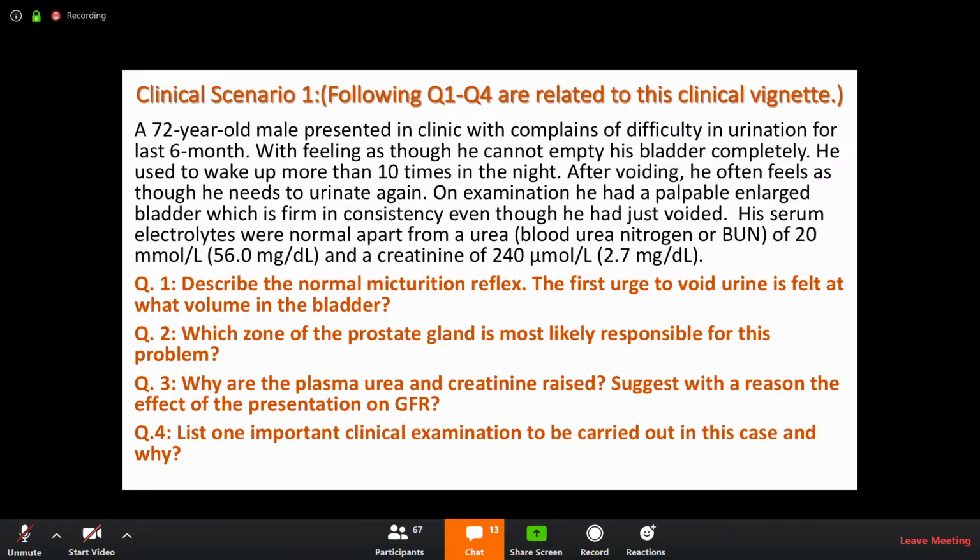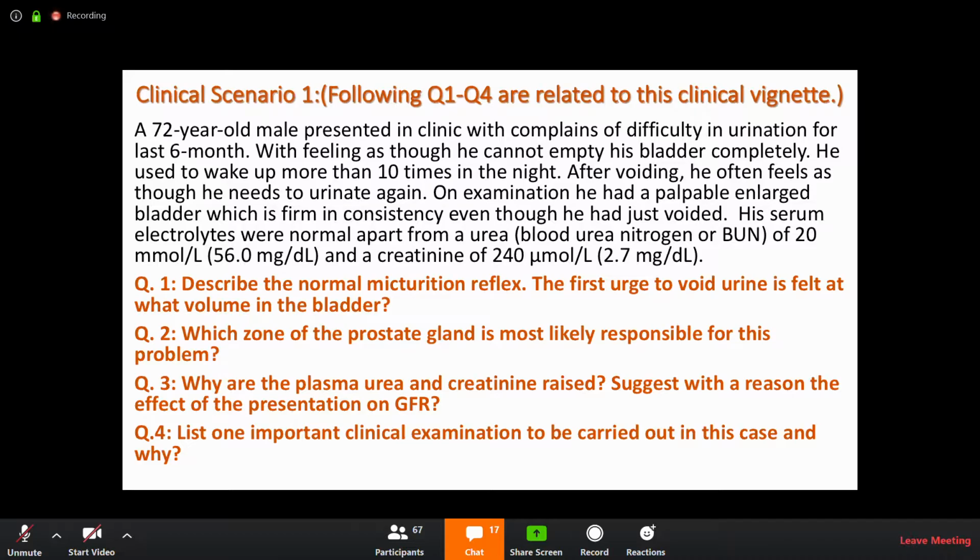Once we have enlargement in this zone of the gland, that is responsible for the decrease in flow of urination. This ultimately results in all the signs and symptoms of decreased flow and other connected issues. I hope I'm able to answer your question, or is there anything more for me? Thank you, I got it.